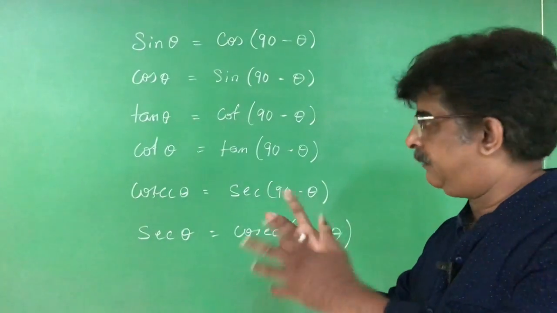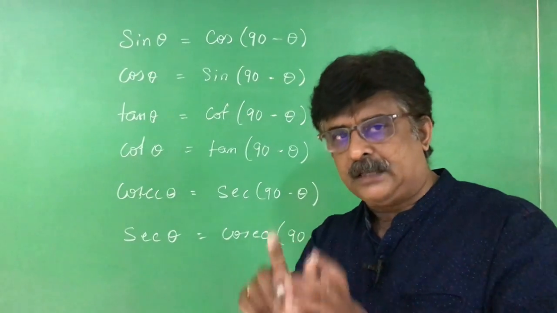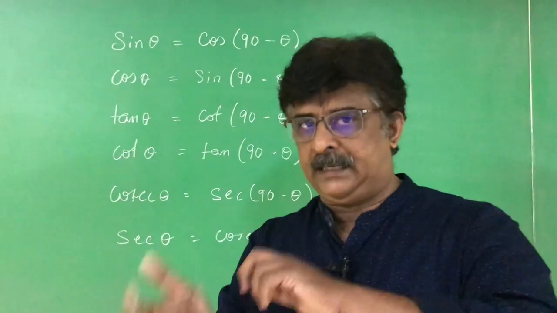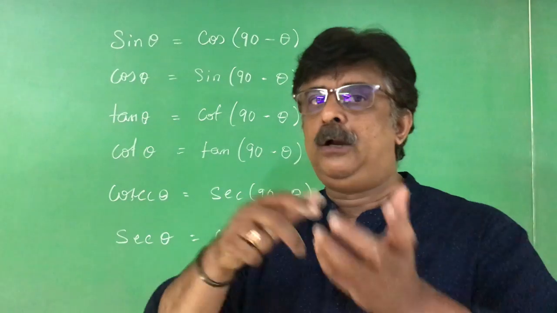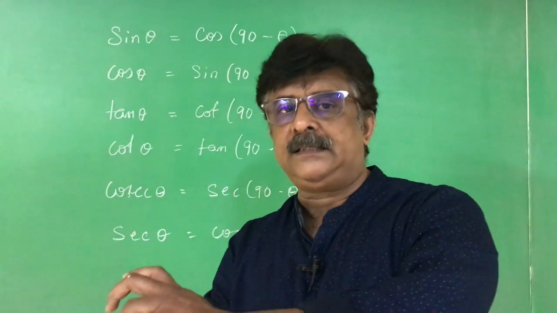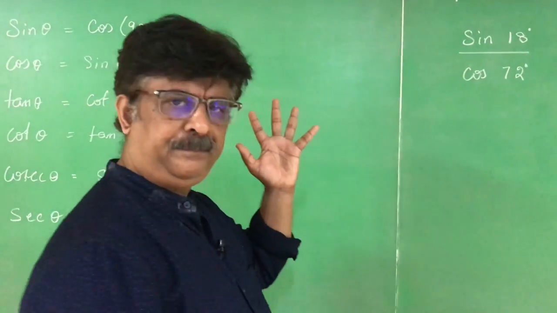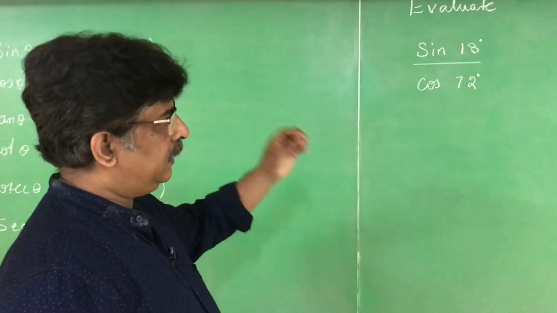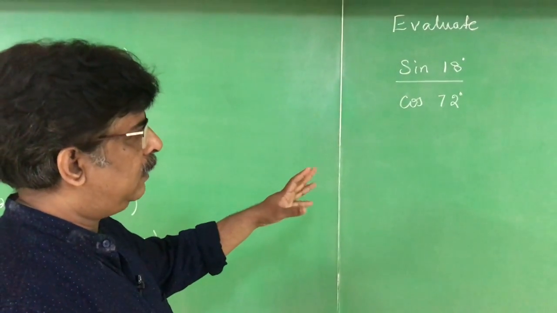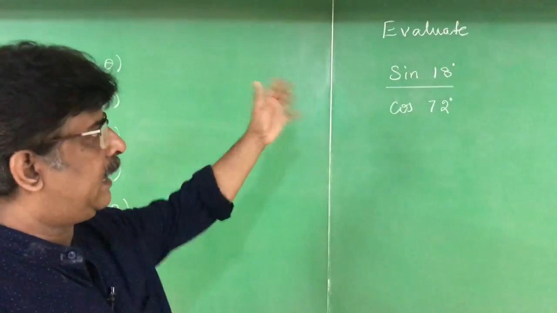We can alternate, we can change. If sine is given, we can write in the form of cos. If cos is given, we can write in the form of sine. Similarly, tan is given, it can be converted into cot. Similarly, cosecant as secant. See, how simple problems they are. I tell you, this is the easiest problem in the textbook. Nobody can think of an easier problem than this.